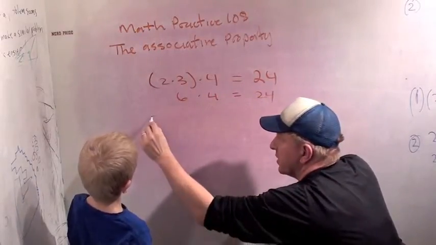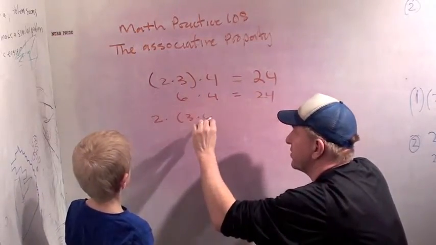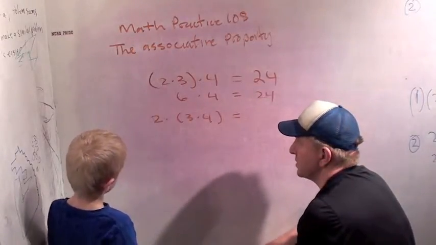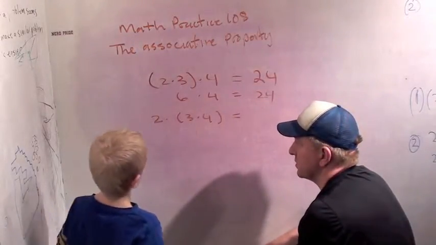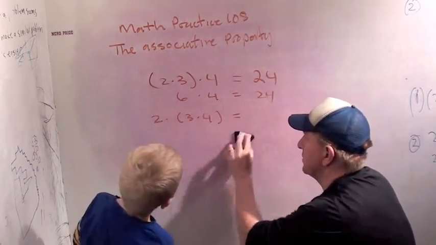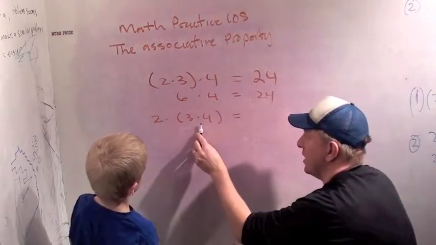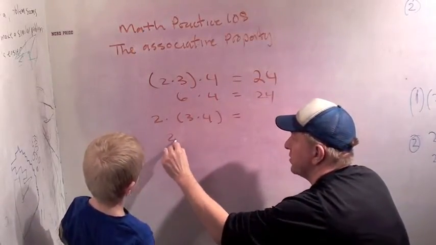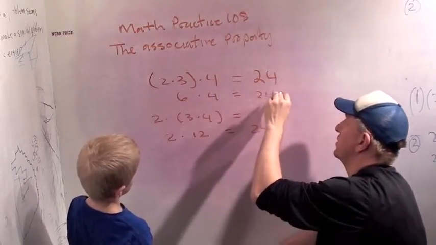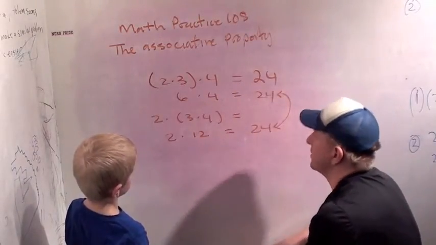Now let's do it the other way. 2 times 3 times 4. What's that? Well, 3 times 4 is 12. 12 times 2 is 24. 3 times 4 is 12. So this is 2 times 12, and 2 times 12 is 24. Hey, so they're equal.